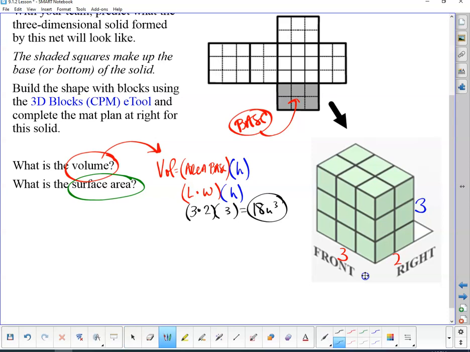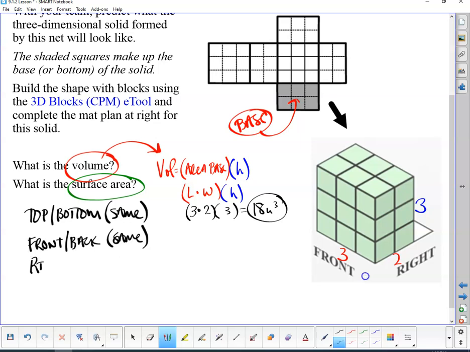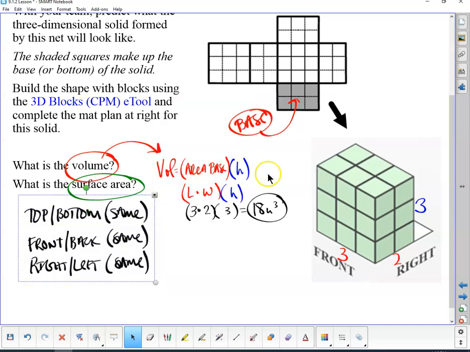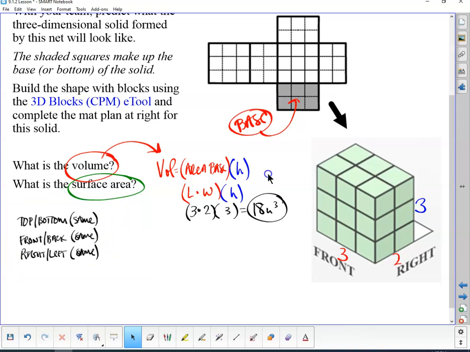So we've got top, bottom, which are the same, which is nice. We've got front and back, which are also the same because it's a nice prism. And then we've got the right and also the left, which are also the same. So if we can find one of the either top or bottom, front or back, right or left, we can very simply use that idea.